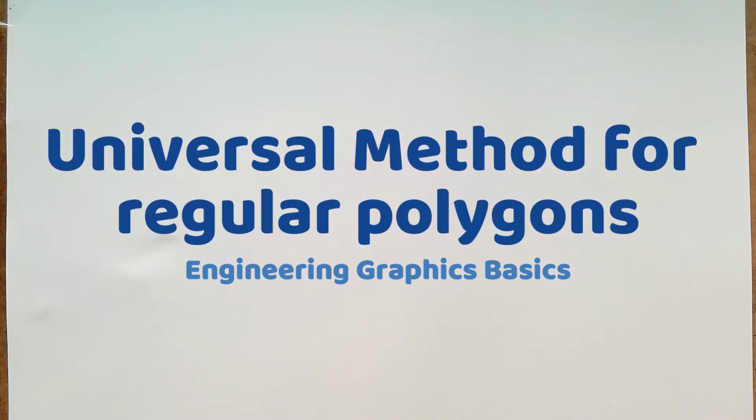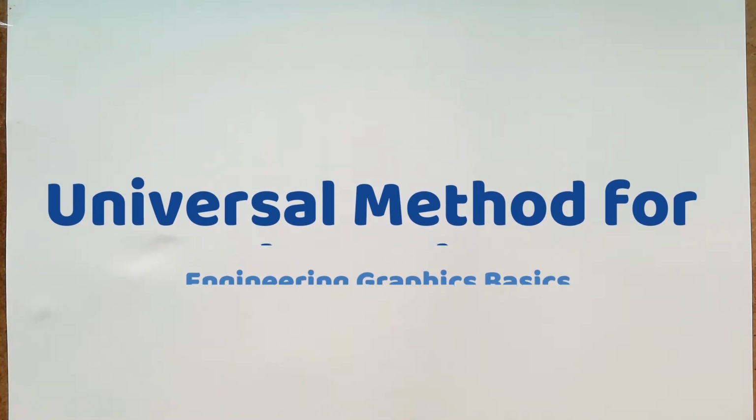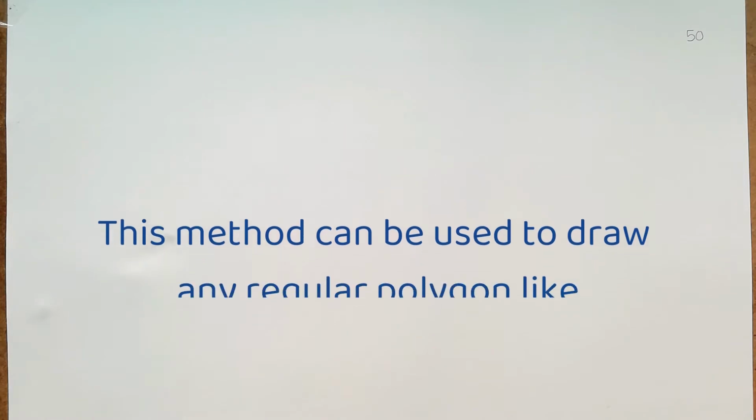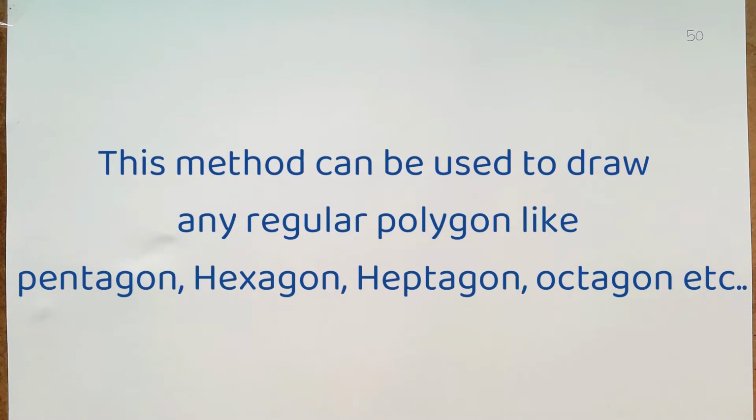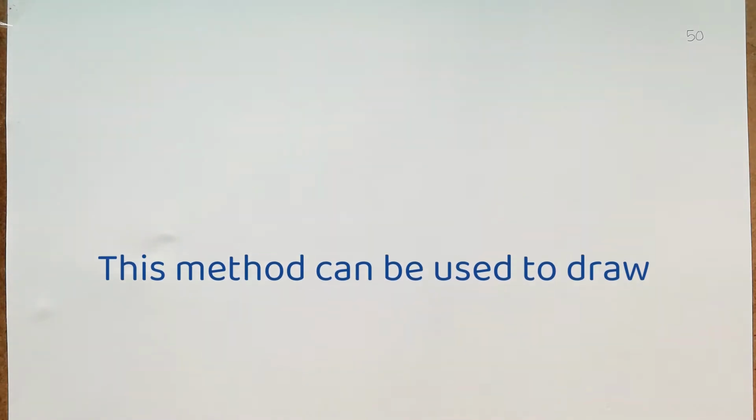Hello everyone. In this video we are going to check out the method for drawing the various kinds of polygons. The method is known as the universal method for the regular polygons. And for this method we are going to assume that the size of the sides of the polygon is equal to 50 mm. This universal method is generally used for drawing any kind of polygon like pentagon, hexagon, heptagon, octagon. So you can draw any kind of polygon using this generalized method.